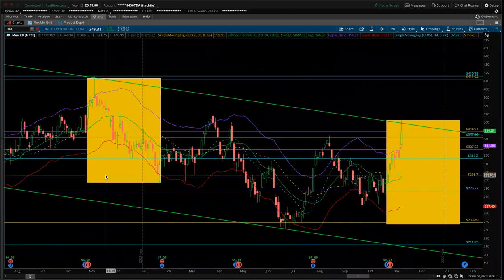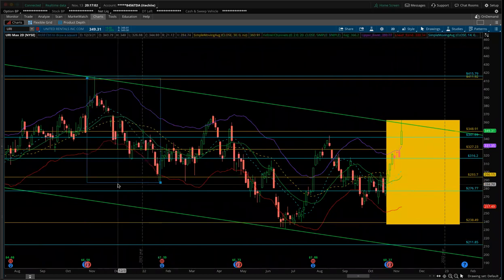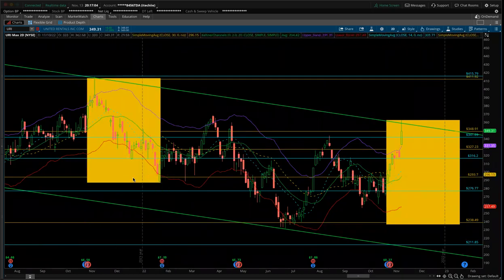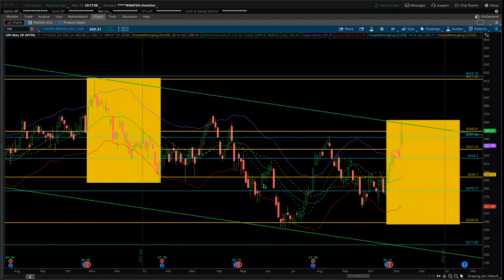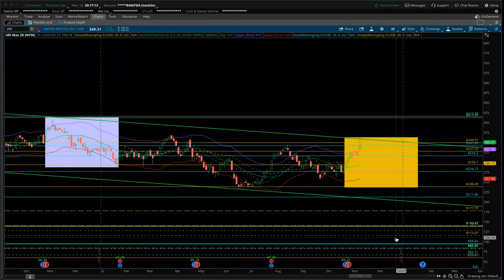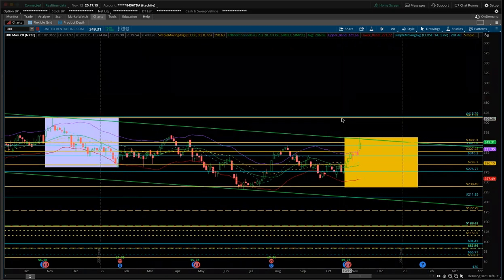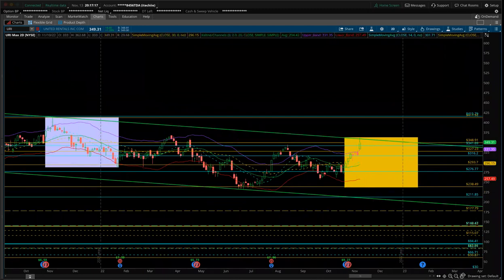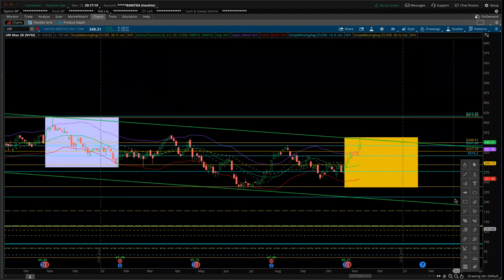Let me change the color. Purple's not doing anything better, but you guys get the idea. So within this box, we're going to play this box down, right? And my goal is to target... Let me get an arrow.